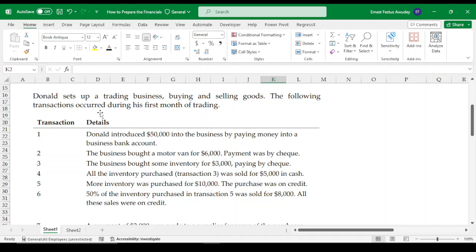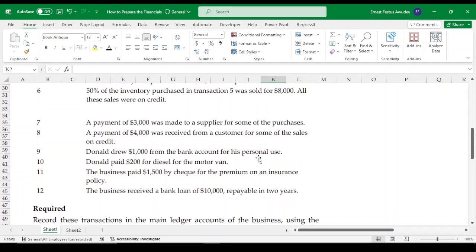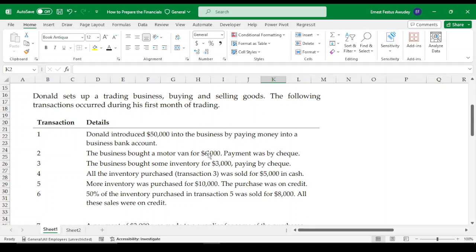The following transactions occurred during his first month of trading. So we have the transaction number, and then we have the details of the transaction. Now, an alternative way or a better way of presenting this information is, instead of having a transaction number, you could actually have the transaction date.